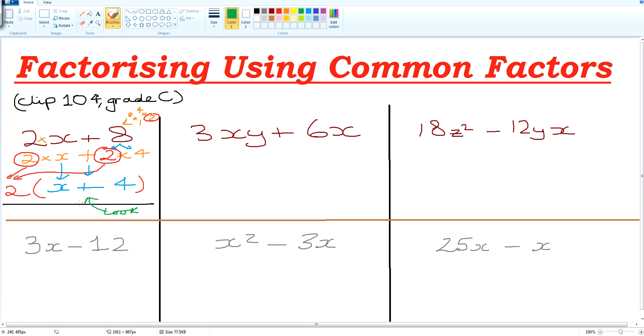X plus 4, there's nothing in it. There's no common factors that we can pull out. And don't even try thinking about pulling out a 1 as a common factor because that's a useless common factor. It doesn't do anything. Okay, are we happy with that? Right, let's have a look at this next one.